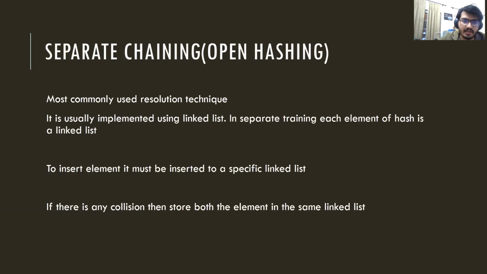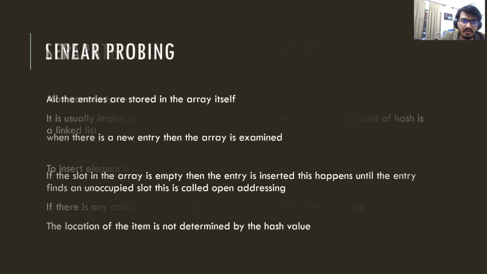Separate chaining or open hashing is the most commonly used resolution technique. It is usually implemented using a linked list. In separate chaining, each element of the hash table is a linked list. To insert an element, it must be inserted into a specific linked list. If there is any collision, then we store both the elements in the same linked list.